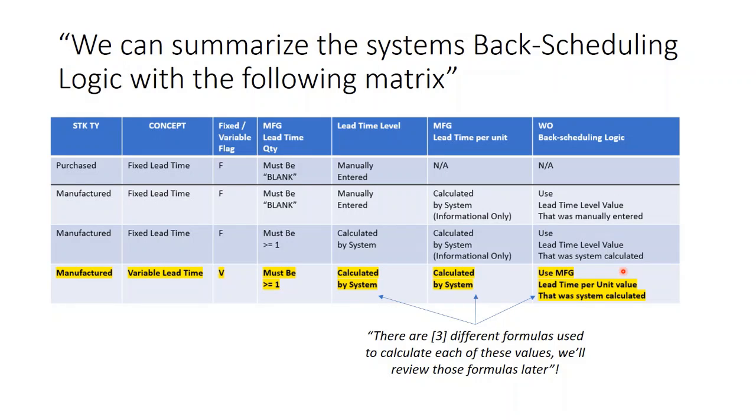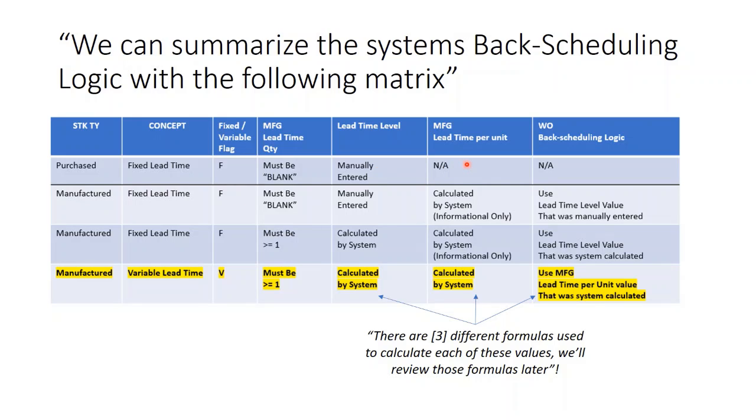So we can summarize the system's back scheduling logic with this matrix. Again, we know that purchased items and manufactured items have a concept that you must choose to use. We know that purchased items are always a fixed lead time, and the manufacturing lead time quantity must be blank, and you simply enter the lead time level as the number of days it's required to replenish the item.